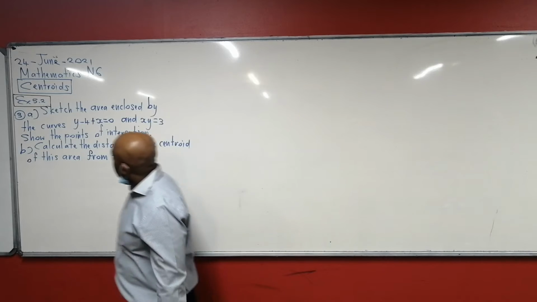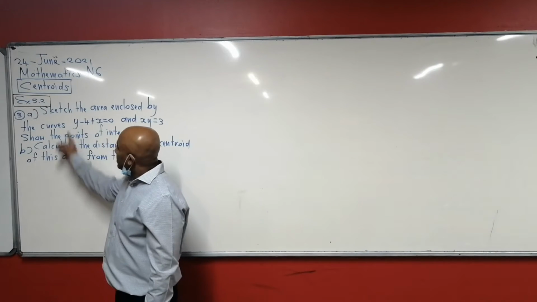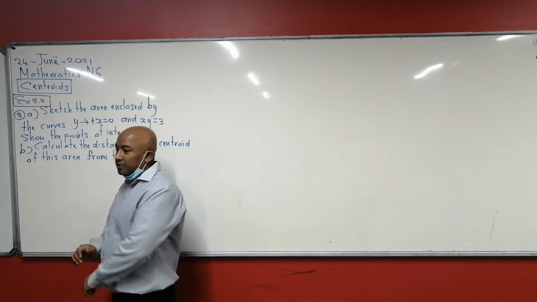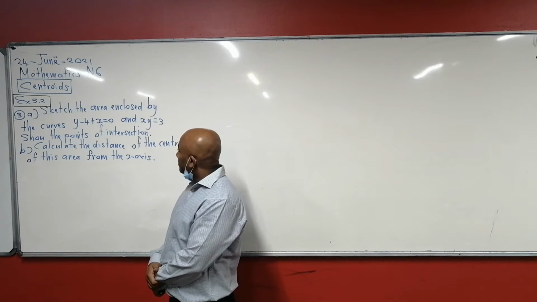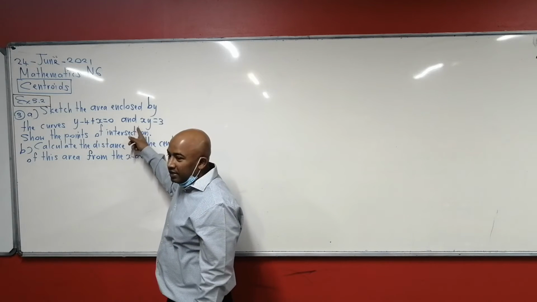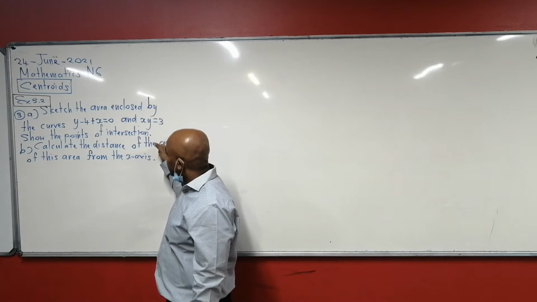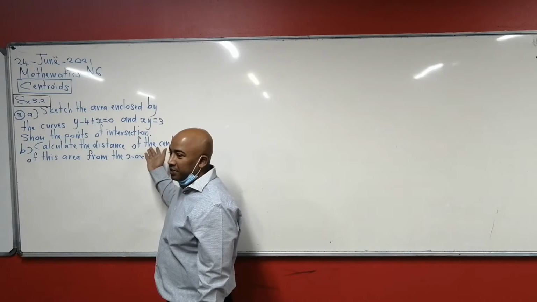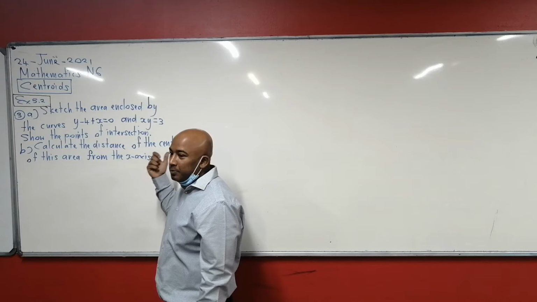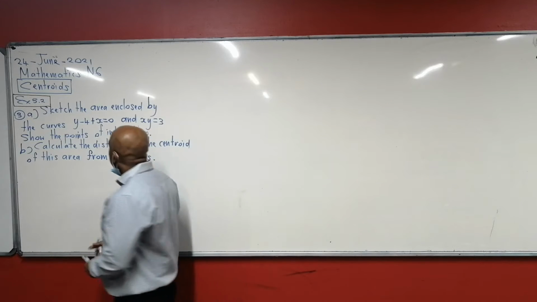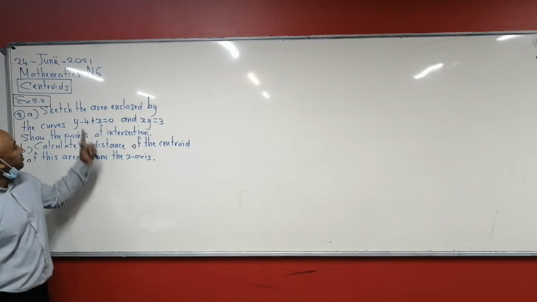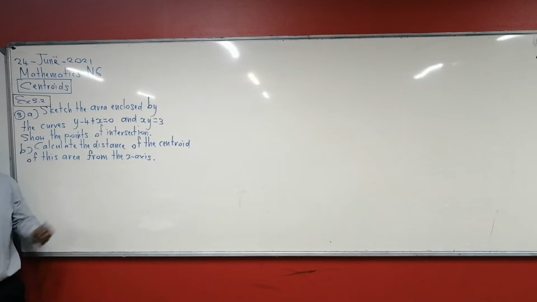Right, let's have a look at number 3. Sketch the area enclosed by the curves y minus 4 plus x is equal to 0 and xy is equal to 3. Show the points of intersection. Obviously, we will have to calculate those points of intersection.